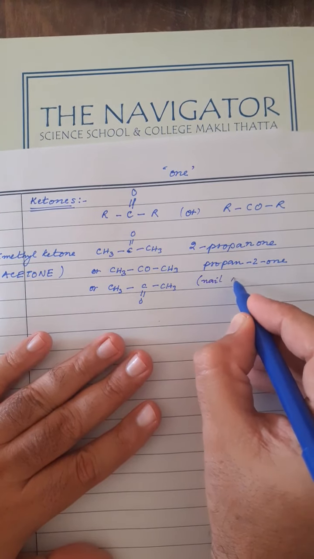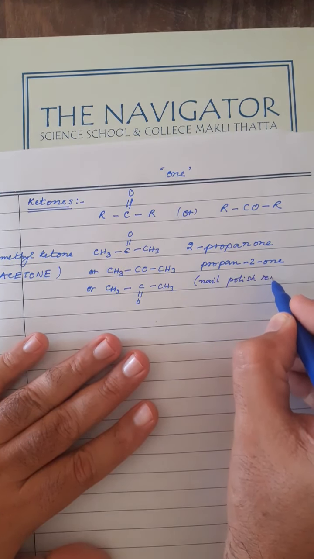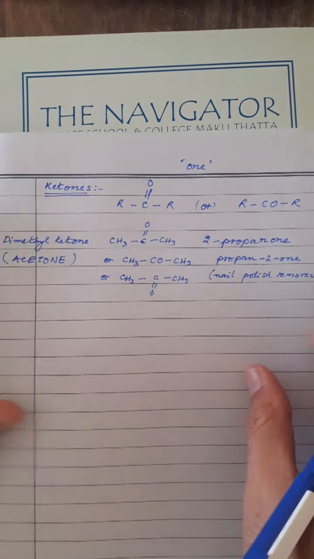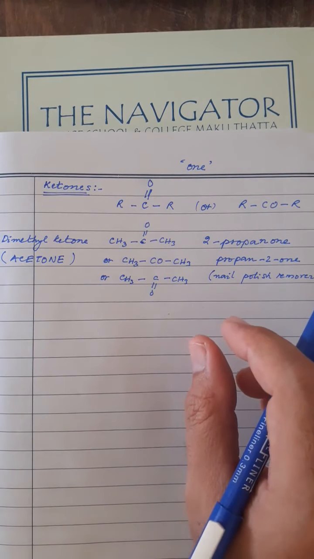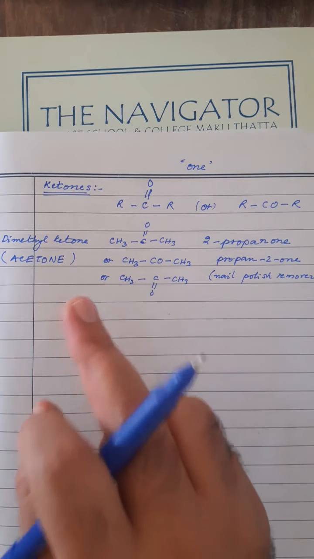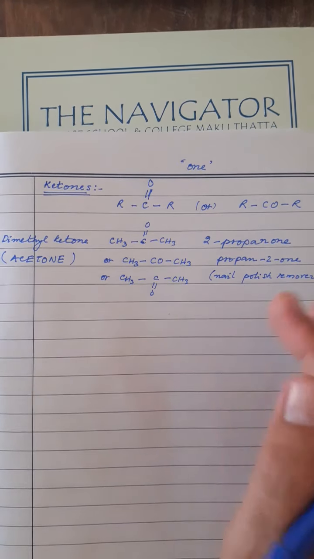Now this acetone is basically directly used as a nail polish remover in our houses, right? Which proves that it's a very strong solvent. It can dissolve the plastic, the paint of the nail polish very easily. So this is acetone, my dear friends, the first and basic ketone, dimethyl ketone.